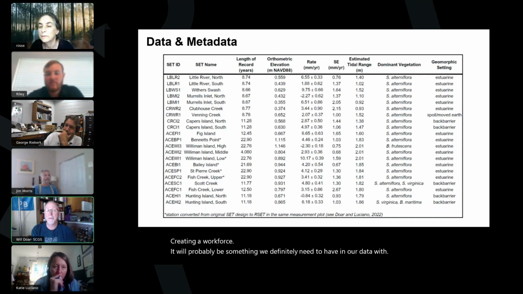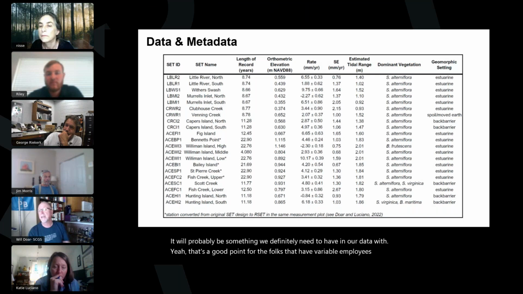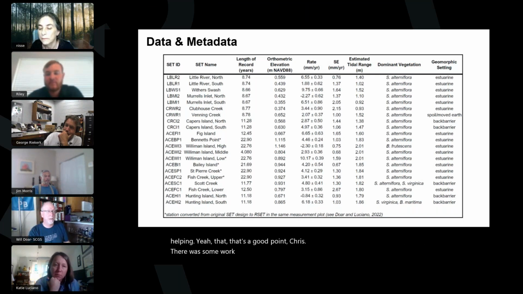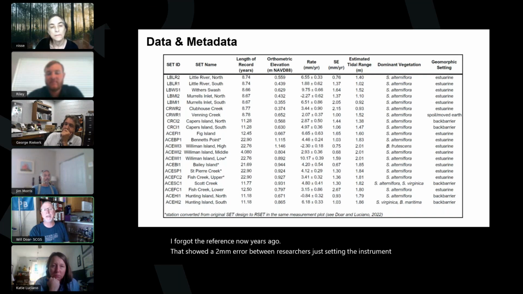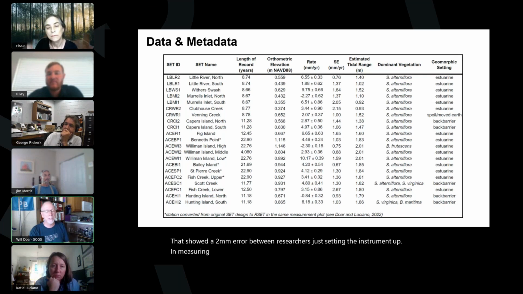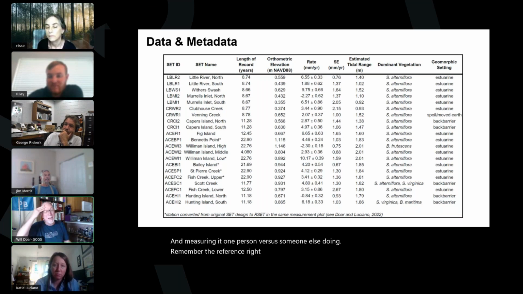Yeah, that's a good point for the folks that have variable employees or volunteers helping. Yeah, that's a good point, Chris. There was some work done years ago, I've forgotten the reference now, that showed a 2 millimeter error between researchers just setting the instrument up and measuring it, one person versus someone else doing. I don't remember the reference right now. Ches or Jim, y'all might remember that.